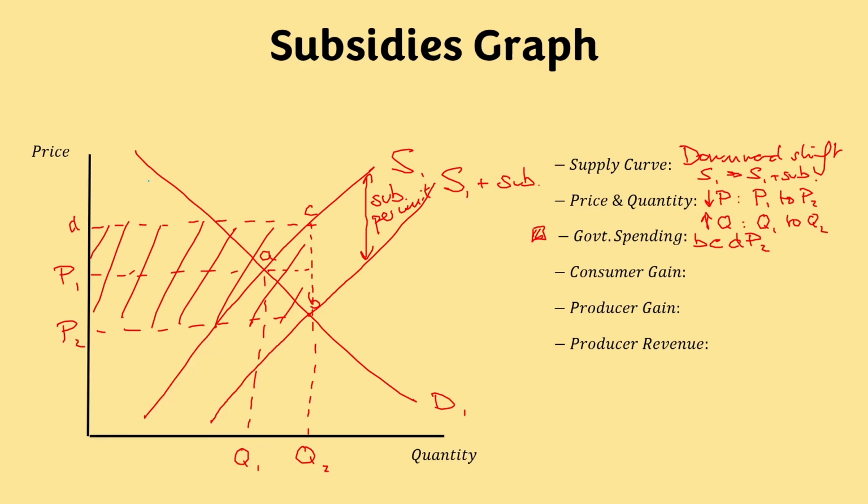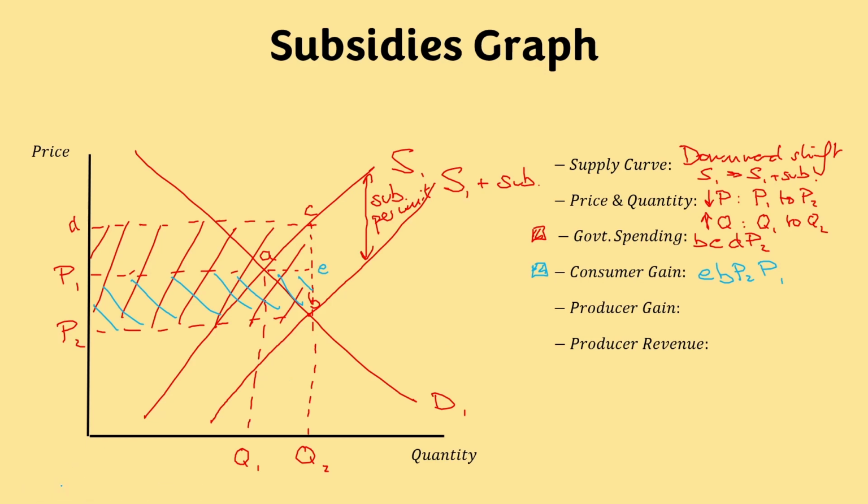Then the consumer gain, right, is the difference between the price they used to pay and the price they now pay. So this part of the box, right? That's the consumer gain, right? Which, if we add another letter E here, we could say the consumer gain is E, B, P2, P1, okay?